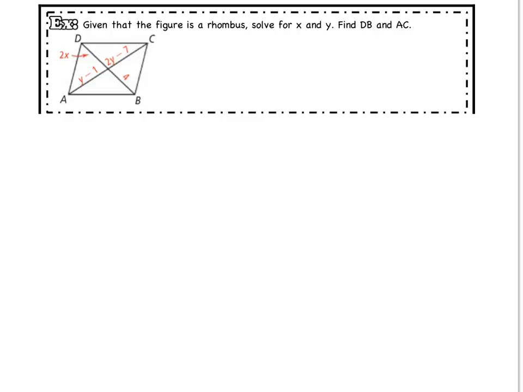Alright, this next example: given that the figure is a rhombus, solve for x and y, and then find DB and AC. My first question is, what is my task? Well, I have a lot going on here. I need to solve for x and y, and then I also need to find DB and AC. My next question is, what shape? I see that we're talking about a rhombus.